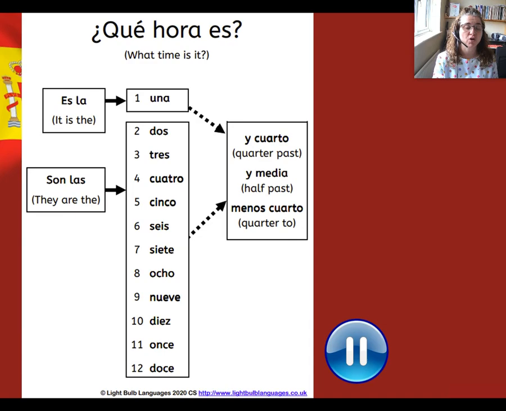So once you've drawn your little clocks, put some hands on them, or if they're digital clocks, put the numbers in. Make sure that it's either o'clock, quarter past, half past, or quarter to. Then have a go at writing in Spanish what those times are in words. Press pause to help you to do that, and then press play when you're ready to continue.